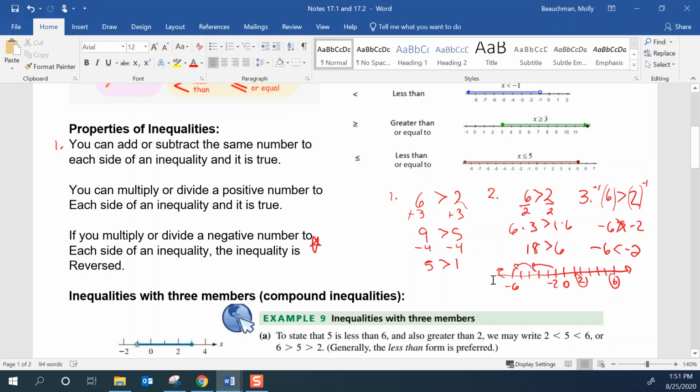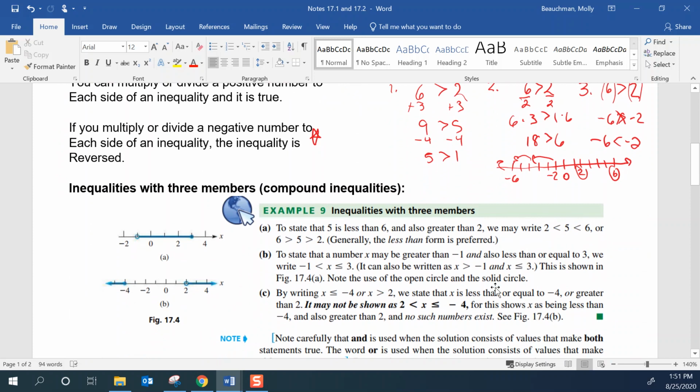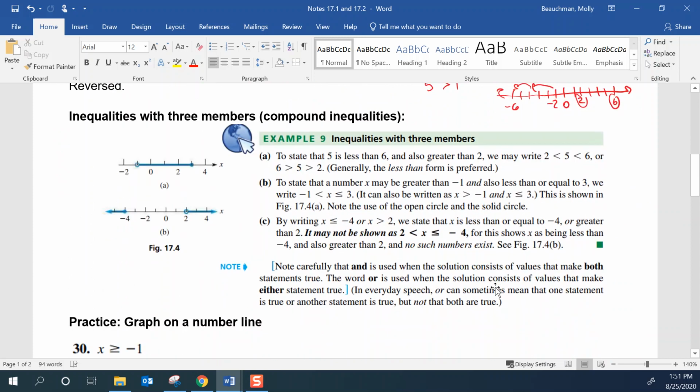The inequalities we've looked at so far are just single inequalities: greater than, less than, greater than or equal to, less than or equal to. We can also have compound inequalities, or inequalities that have 3 parts to them. For example, A: to state that 5 is less than 6 and also greater than 2 at the same time, we can write 2 is less than 5 is less than 6, or going the other way, 6 is greater than 5 is greater than 2. Generally, we put it in less than form, in order from small to large. So that's got 3 parts to it.